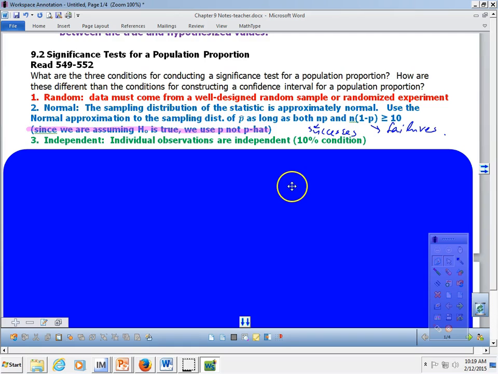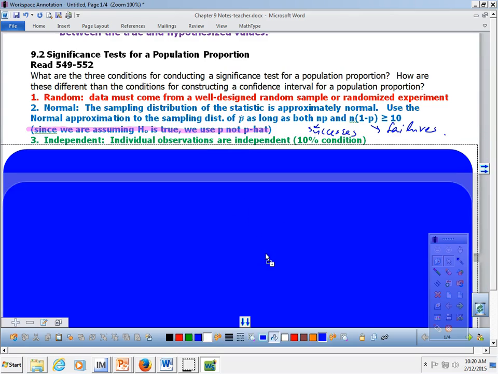So a lot of it sounds the same. The only difference is that normal check where we have a P or at least a claim to a P to use, and so we'll use that. Okay? All right.